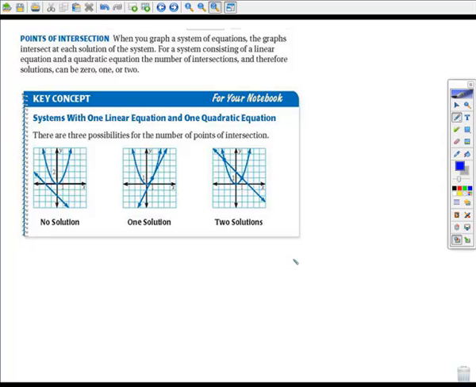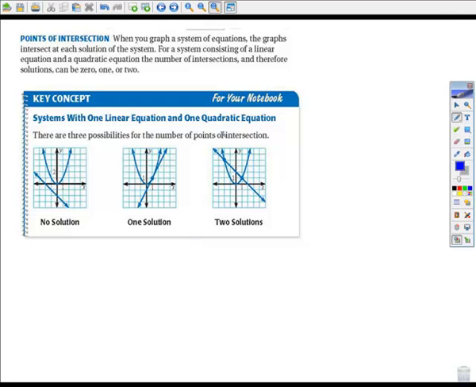Alright, so when we graph a system of equations, the graphs again intersect at each solution of the system. For a system consisting of a linear equation and a quadratic equation, you can get different numbers of solutions. Here's an example where we have no solution. This parabola is not going to dip back down, and the line is not going to curve up, so there's no solution. They're not intersecting at all. Or we can have one solution where the line is sort of tangent. You'll learn about tangency in geometry. But the line is only intersecting it in one spot. It kind of just skims it. And then you have two solutions like the last two examples that I did, where they intersect in two separate spots.